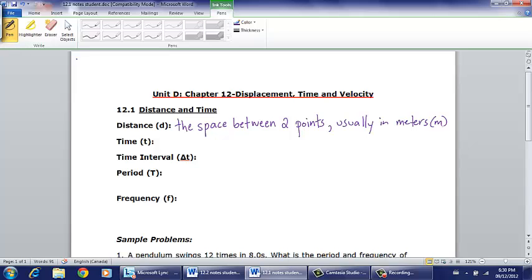Time, with abbreviation of t, is the duration of an event. And time can be measured in seconds, which is abbreviated with an s, in minutes, which is abbreviated min, hours, which is abbreviated h, or days. Time interval, which is delta t, is the change in time.